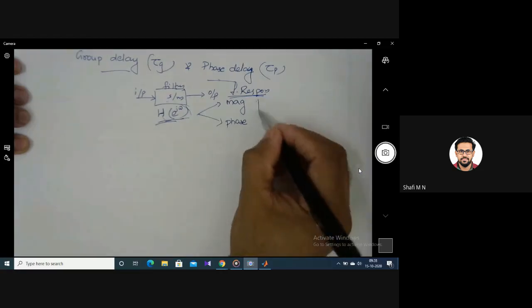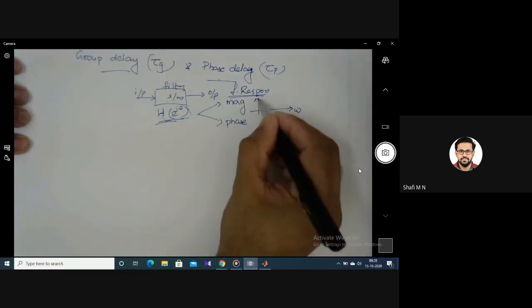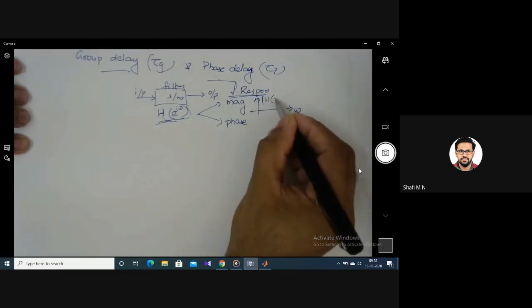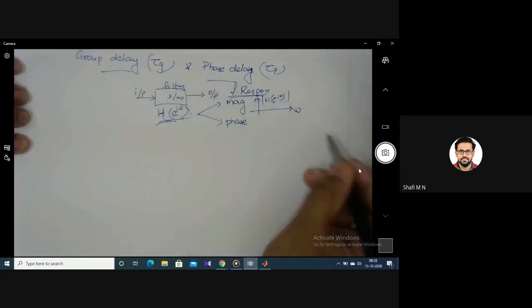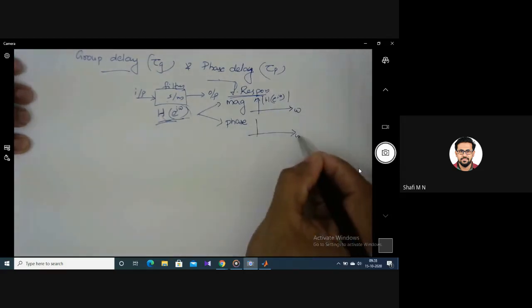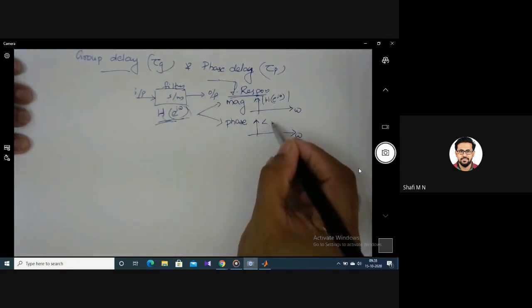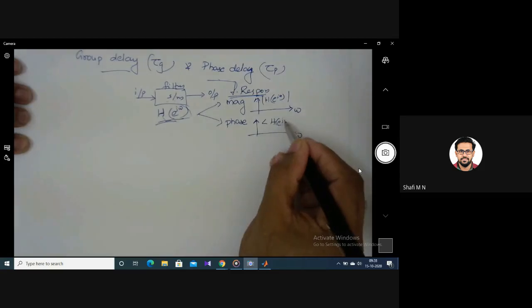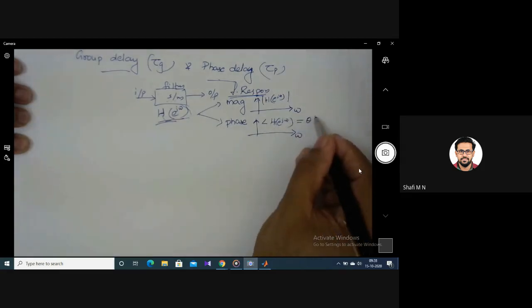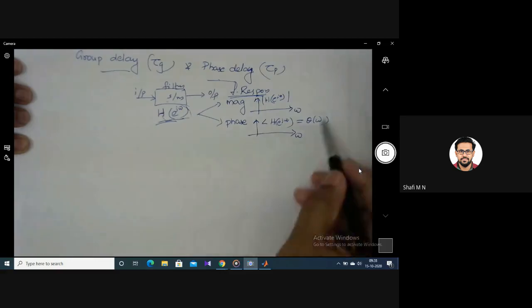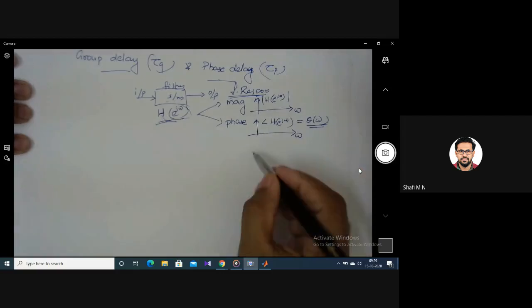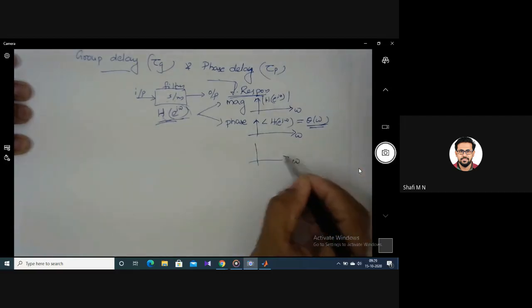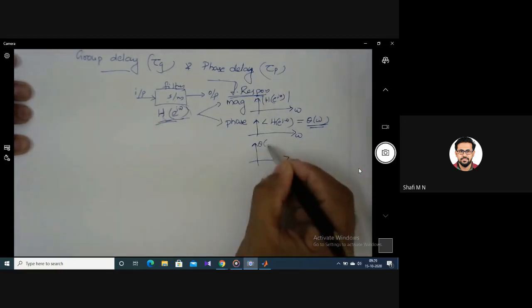So the magnitude plot is a graph between omega and, say, modulus of H of e power j omega, isn't it? And the phase plot is a graph between omega and angle of H of e power j omega. And I would like to call this angle theta of omega. For the further equations, I will represent the phase using theta of omega. So if I am asking you to make the phase plot, actually what we are doing is making the plot between omega and theta of omega.